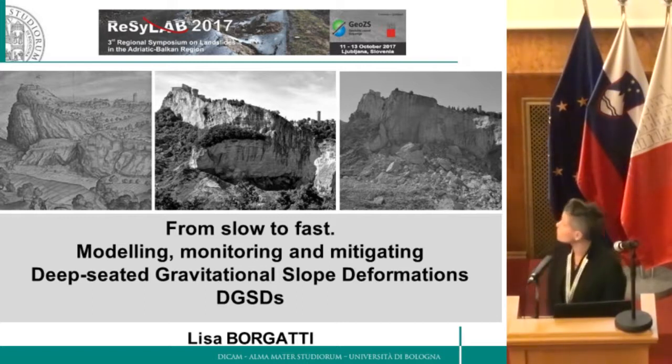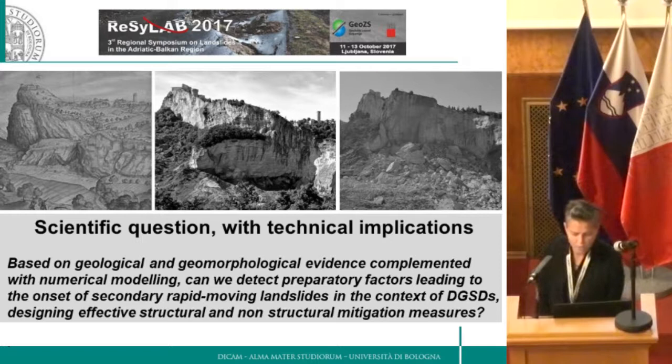But which is the scientific question? Actually, my scientific question also has technical implications. The question is, based on geological and geomorphological evidence and the help of numerical modeling, are we able to disentangle, to find, to detect all the predisposing factors, or some of them, which are related to the onset of secondary rapid landslides in the context of deep-seated gravitational deformations?